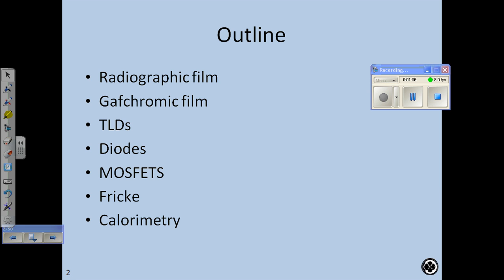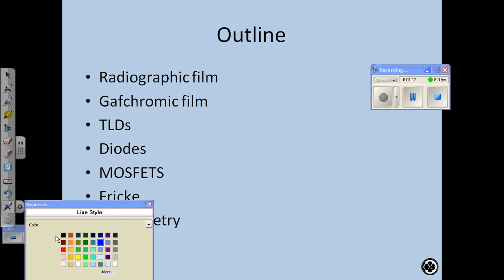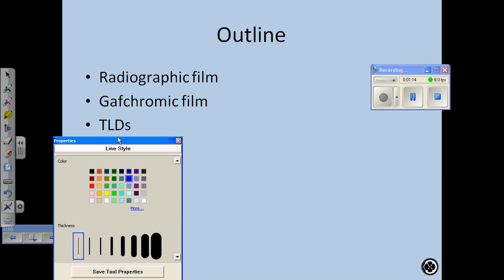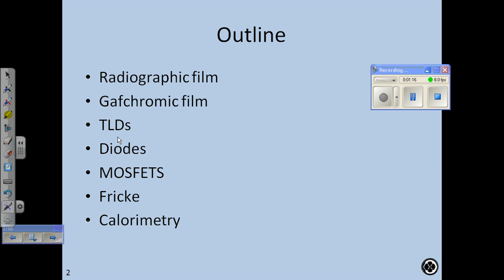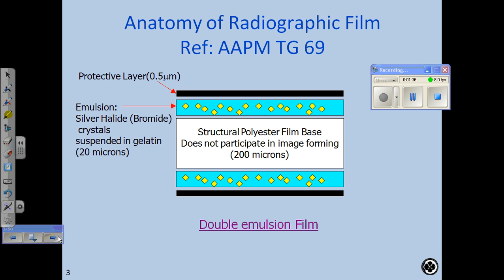Over the years, back when I started, we only had radiographic film. We had radiographic film and TLDs. We also had some diodes, not too many MOSFETs. So over time, GAFchromic film became a lot more prevalent, and so have diodes and MOSFETs. So there's a lot more to learn these days.